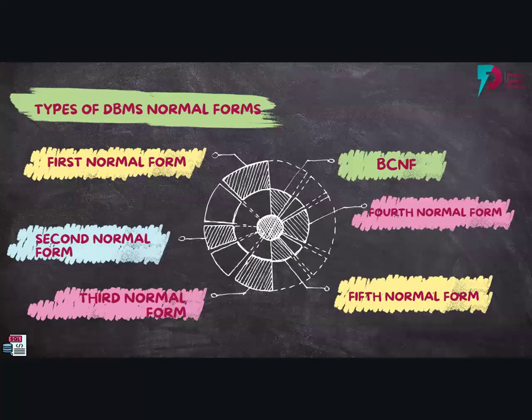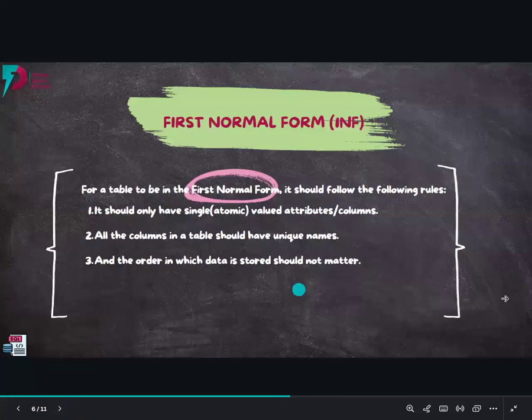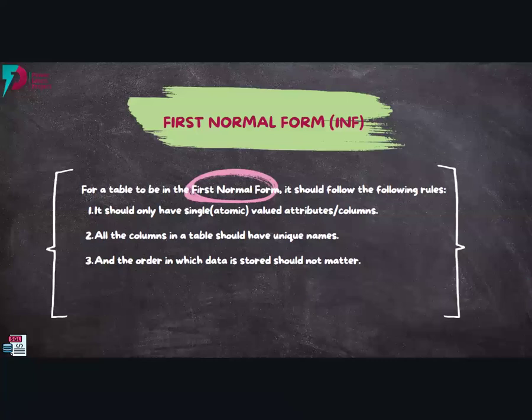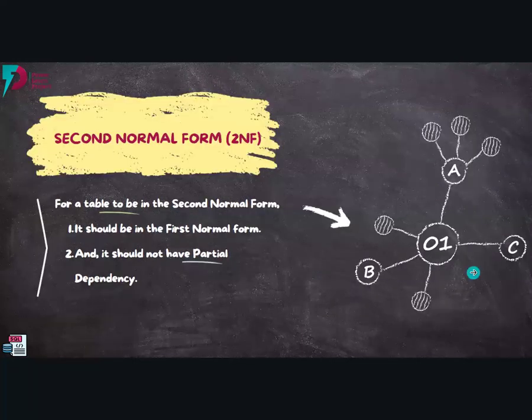And then we also covered, let me open the first normal form. So for a table to be in the first normal form, it should follow the following rules. It should only have single atomic valued attributes or columns. All the columns in a table should have unique names, and the order in which the data is stored should not matter. We also touched again on second normal form.